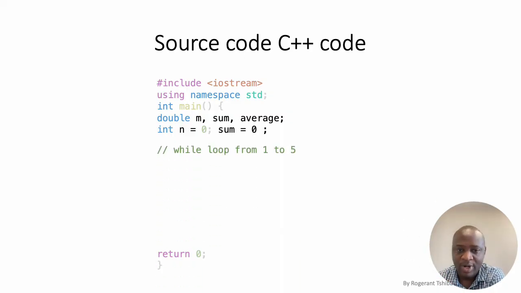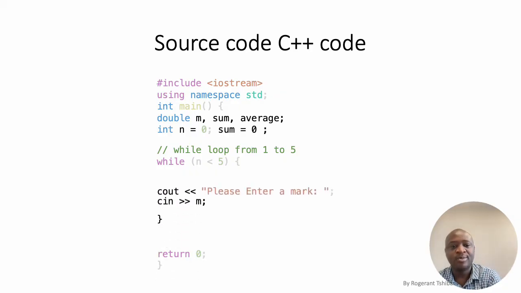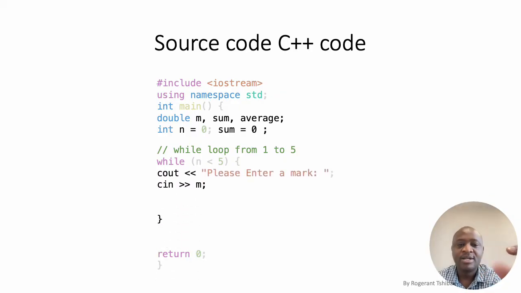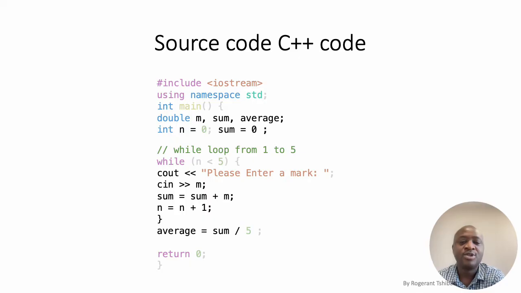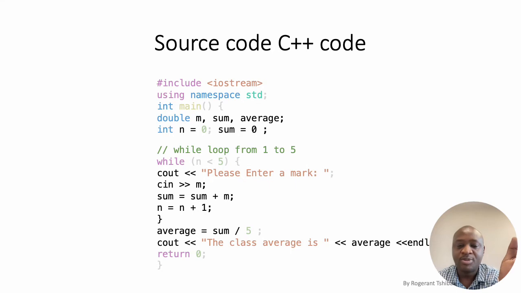And then now we write our while loop. Remember what we were checking? We're checking if n is less than 5. Remember now, the while loop also has its own curly bracket. Now, what was inside the while loop? Please enter a mark, and then you capture the mark, and then after that, we add that mark to sum. And then we were also adding 1 to n every time. And then once that is done, you go out of the loop, you calculate the average, and then you display the average, the class average.